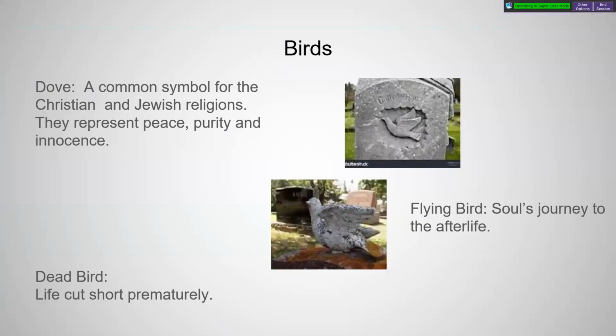Okay, birds are very common, and not just doves. There's all kinds of birds on cemeteries, but the dove is the most common one. And like I stated earlier, it's a symbol for Christian and Jewish religions. It represents peace, innocence, purity. Sometimes you'll see a bird with its wings up, as you do in the second photo. It's the soul's journey to the afterlife. A dead bird, not a real one, right? A dead bird means a life cut prematurely. I have never seen this on a stone, but like I said, the farther you go on the East Coast and the east side of the country into the earlier colonies, you're going to see more of these things.